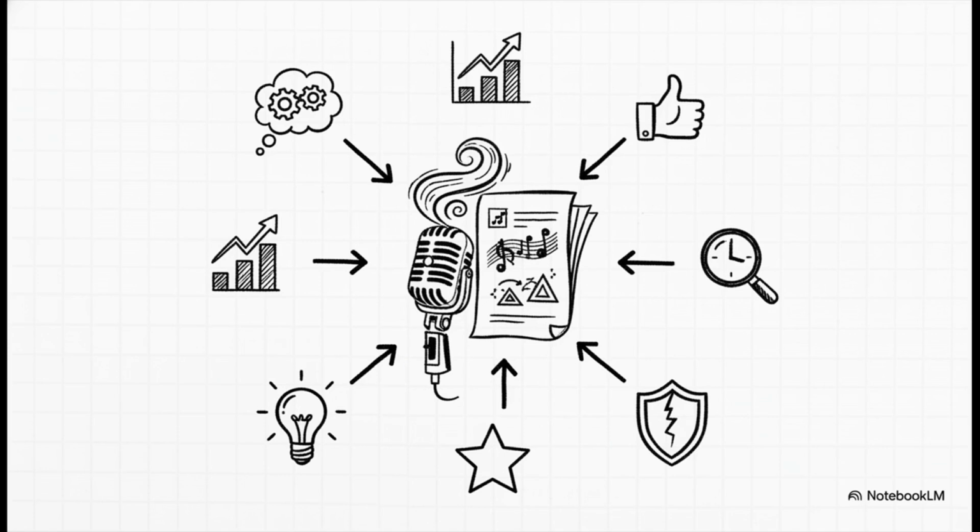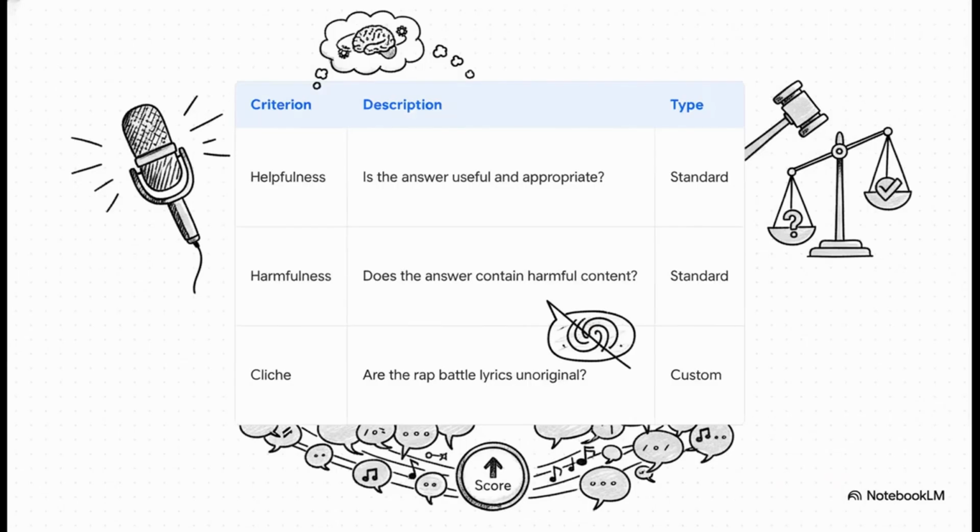Instead, what you want to do is judge it based on quality. Is it helpful? Is it harmful? Is it creative? Is it cliché? This is where criteria-based evaluation comes in. And this is where it gets really clever. LangSmith gives you some standard criteria right out of the box, like helpfulness. But the real power is that you can create your own custom criteria. In this case, they added cliché to see if the rap lyrics are any good. Then, another LLM actually acts as a judge, grading the output against each of these rules and giving you a score. It's an incredibly smart way to quantify quality.